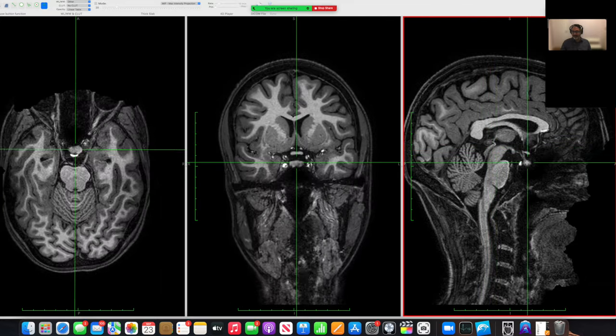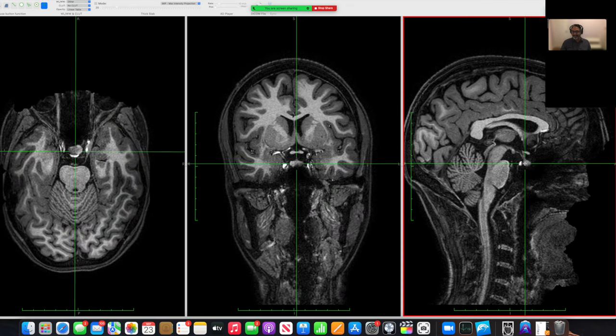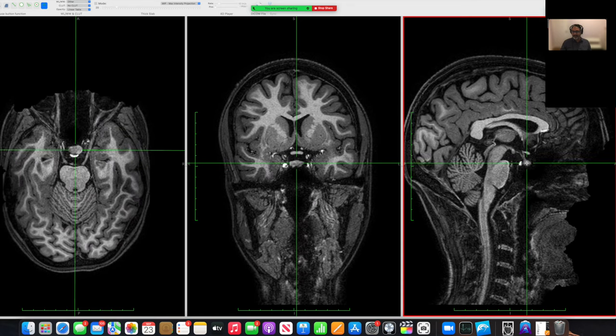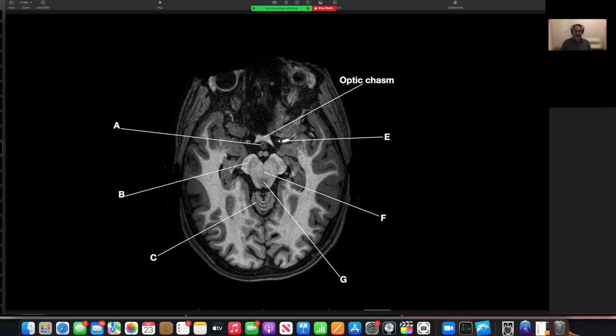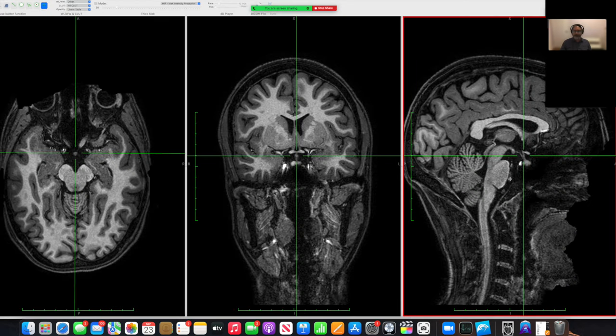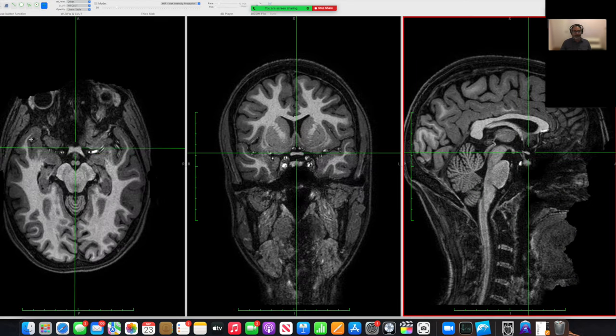He'll figure it out. What's this thing? That is the pituitary stalk. Correct. Why is there a little hole? Let's go back to this one. So if that's the pituitary stalk, let's look at this image.